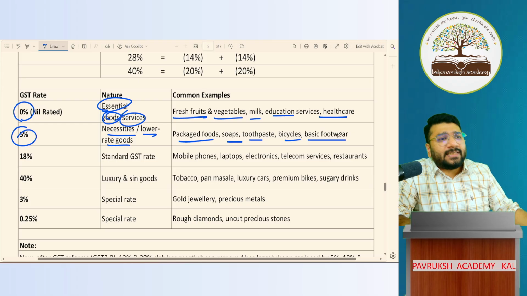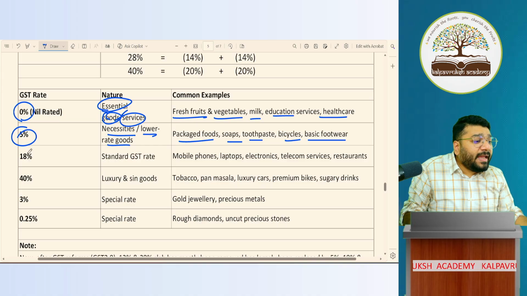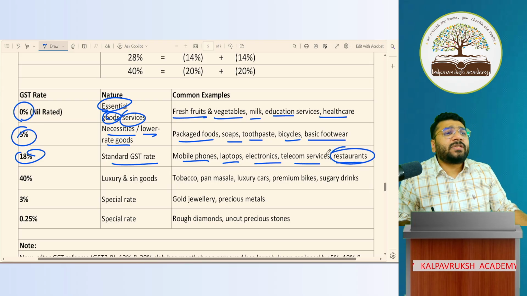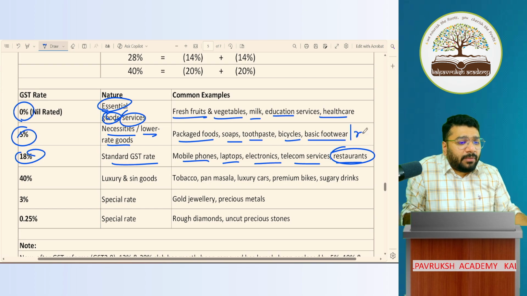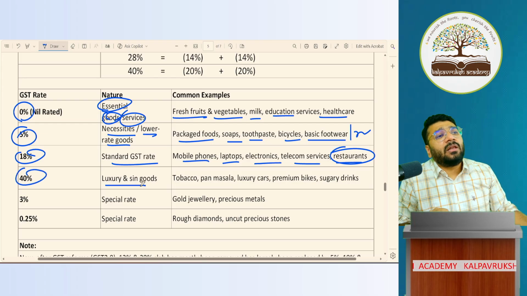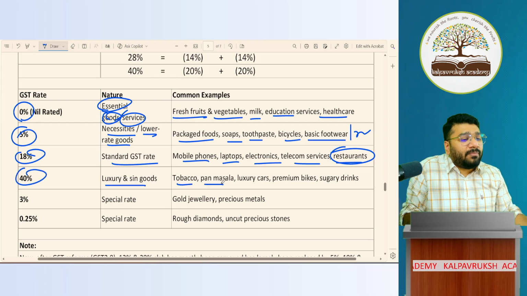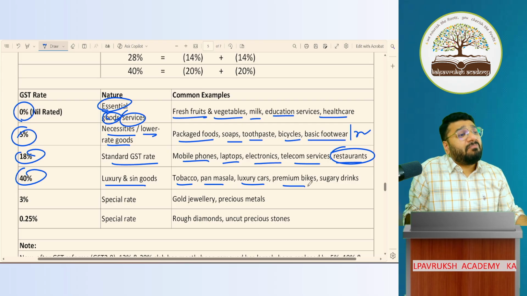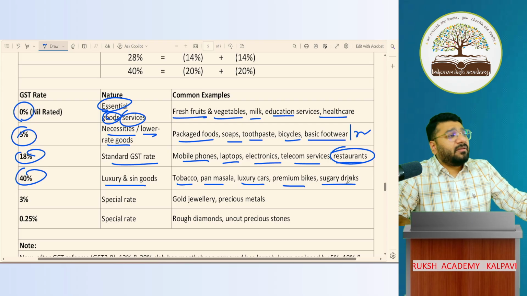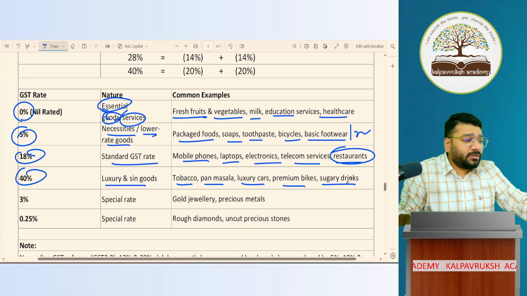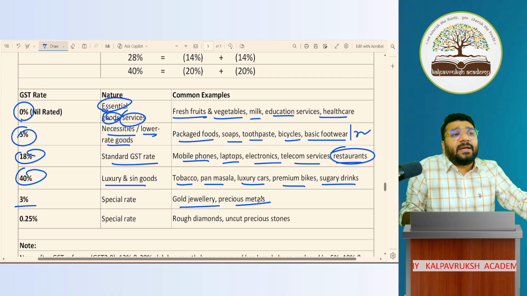18% is a standard GST rate: mobile phones, laptops, electronics, telecom services, restaurants, etc. Restaurants mostly 5%. 40% for luxury goods: tobacco, pan masala, luxury cars, premium bikes, sugary, high-level, top-level drinks. All of those are at 40%. 3% is for gold and precious metal.